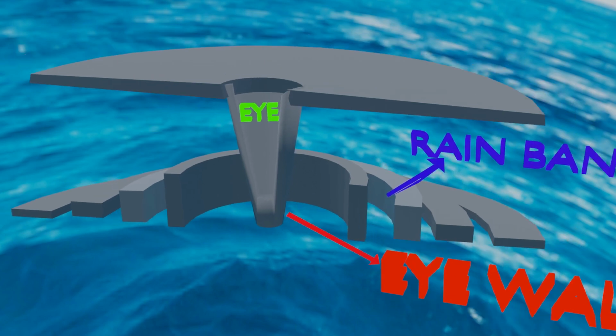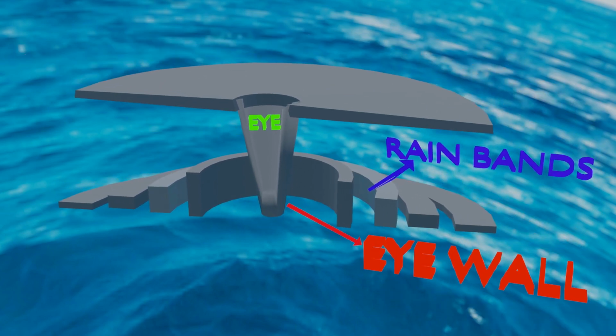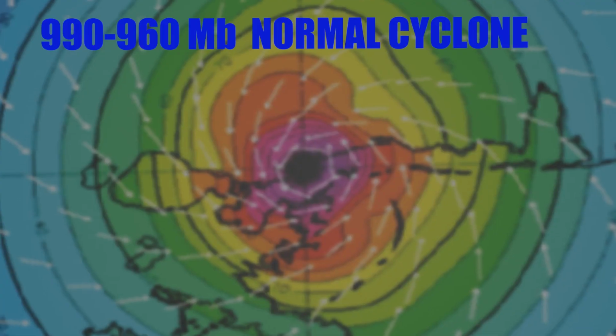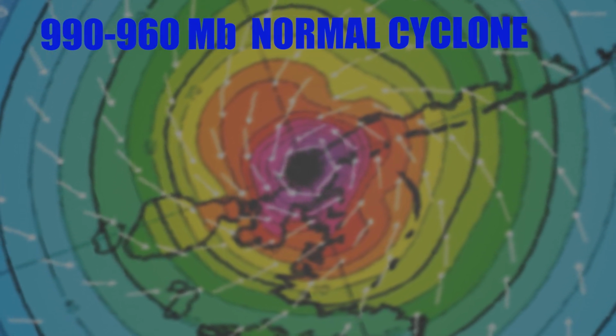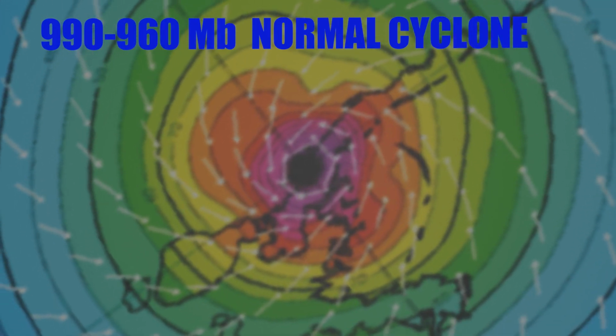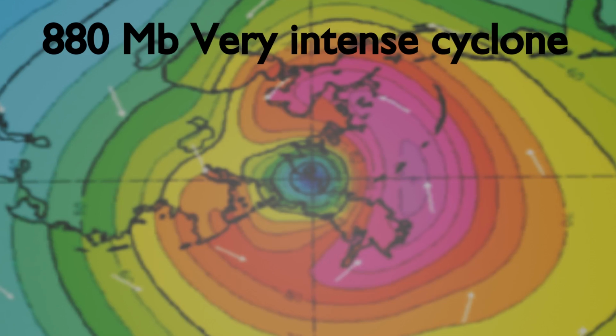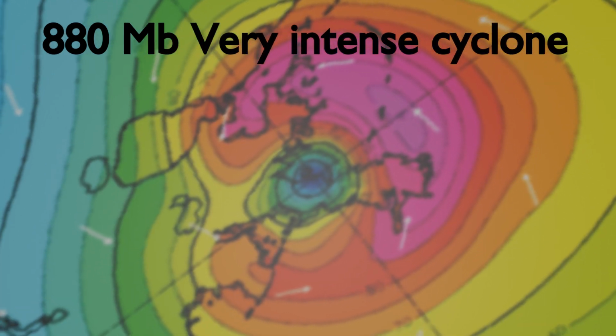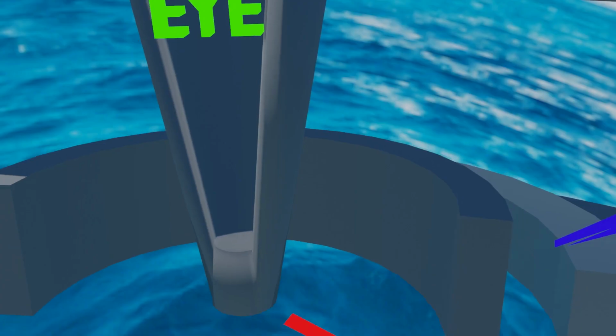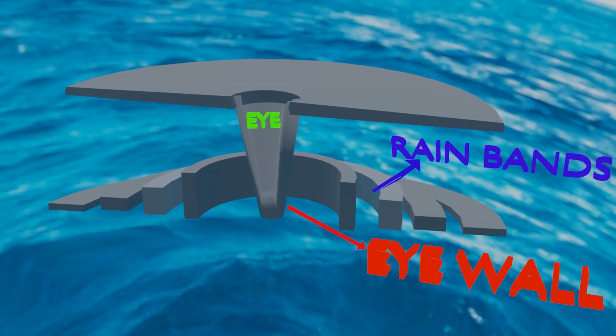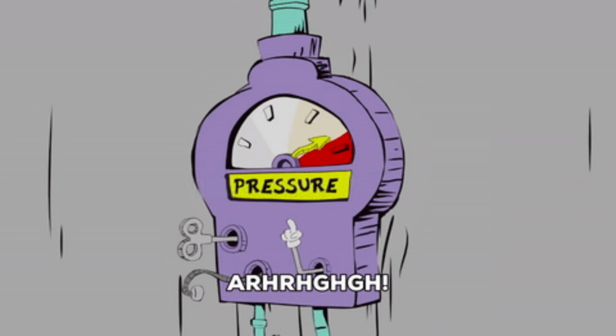Now let's discuss the parts and important features of the cyclone. Usually, the pressure of a cyclone varies from 990 to 960 millibars, whereas in very intense cyclones it can be as low as 880 millibars. The first and centermost part is the eye, which is the calmest part. It is surprisingly free of clouds and the sun can be seen. It's an area of descending air, so it has high pressure.